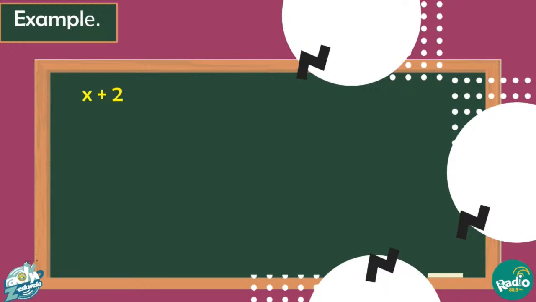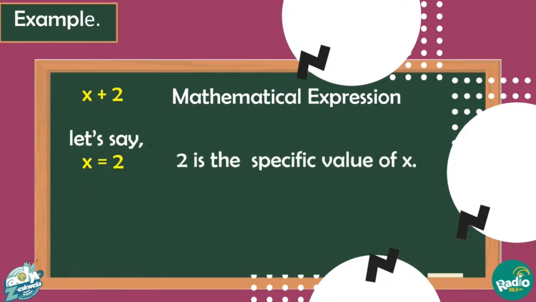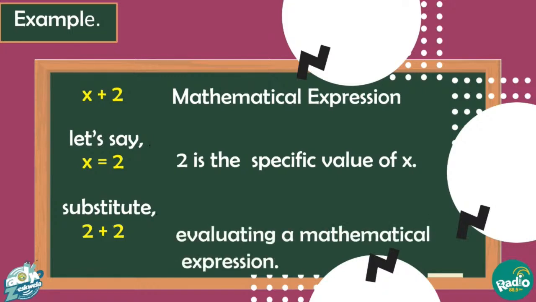We have x plus 2 as our given mathematical expression. This expression has one variable x and can take many values. But this time, we will use x is equal to 2. 2 is the specific value for x. And by substituting, we can say that x becomes 2 and the expression becomes 2 plus 2. The process is what we call evaluating a mathematical expression.